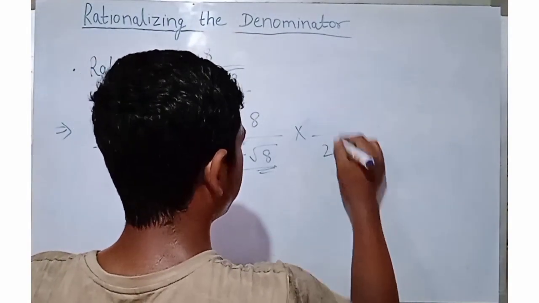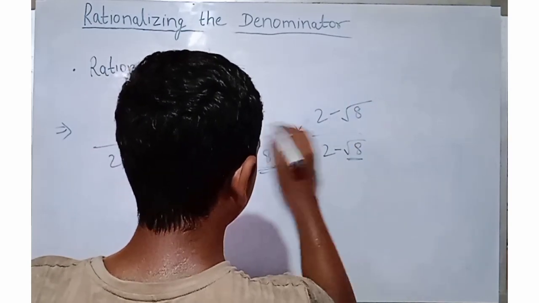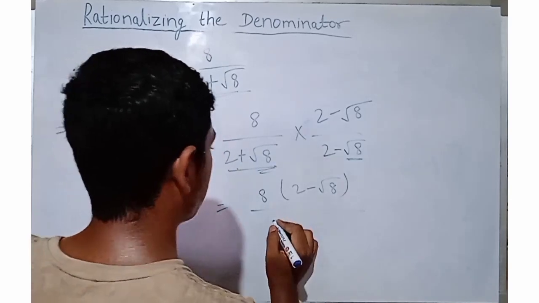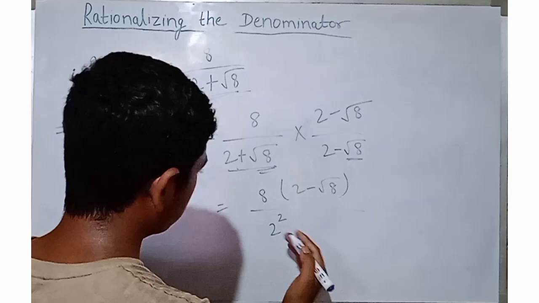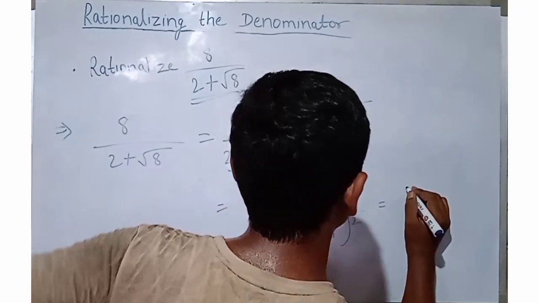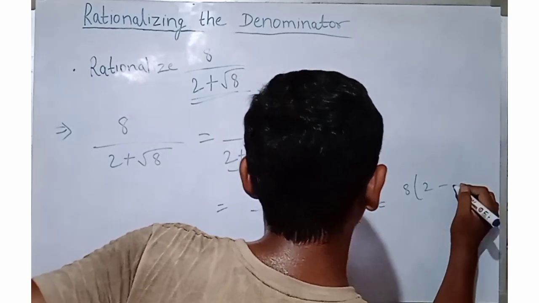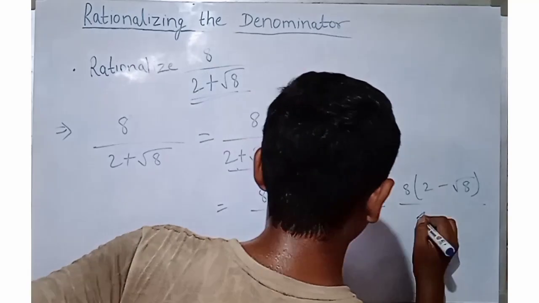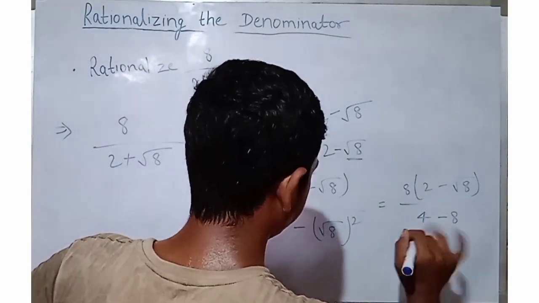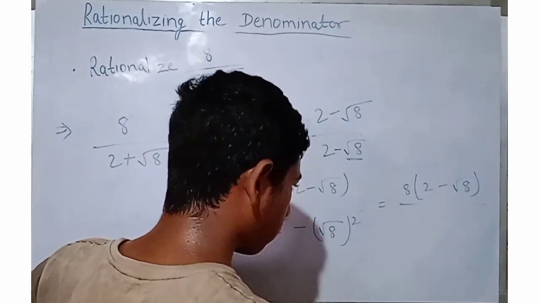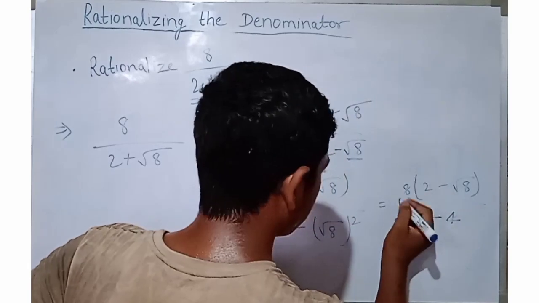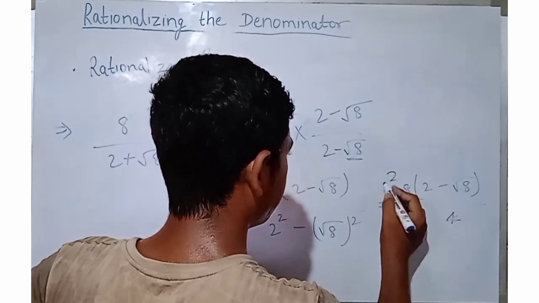So it will be 8 into 2 minus root 8, with a plus b times a minus b. So it will be 2 square minus root 8 square, so 8 into 2 minus root 8 by 4 minus 8. See here, 2 square is 4 and root 8 square is 8. So 4 minus 8 will be minus 4. I am writing directly, 4 minus 8 will be minus 4. If it gets cancelled, do that. So 4 into 8 cancels, the minus sign will go ahead, and it will be minus 2.